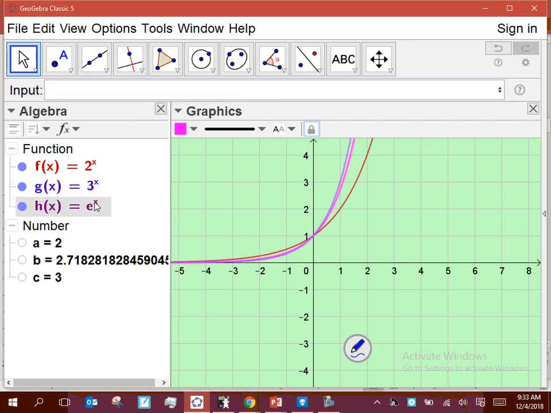Nope, won't do it. So we've got 2 to the x, 3 to the x, and e to the x. This e is 2.718281828459045, with infinite decimal places, raised to the x. Well, that's pretty similar to 3 to the x, pretty close, right? So the behavior of that purple one should model the behavior of 3 to the x closely. Does that make sense? Okay.